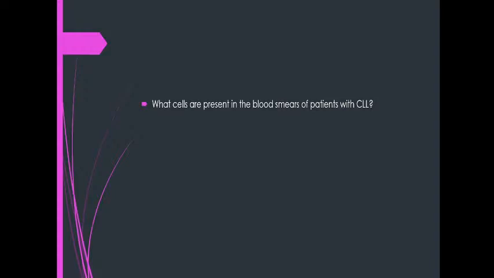Now, let's move on to the cells that are present in patients with CLL. Blood smears. What cells are present in the blood smears of patients with CLL? Smudge cells. Okay, very good. Confident and fast answers. Very good, wonderful.